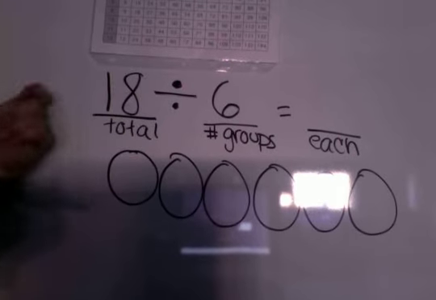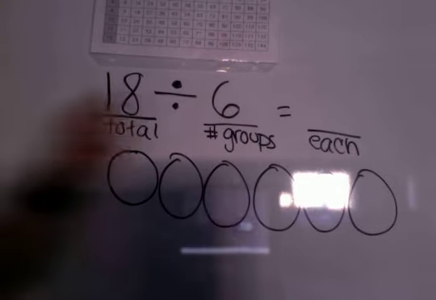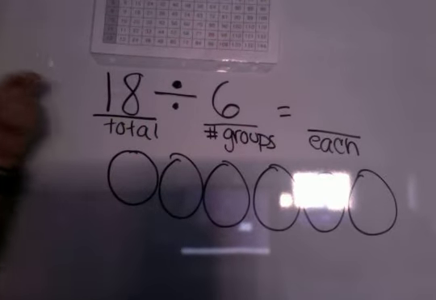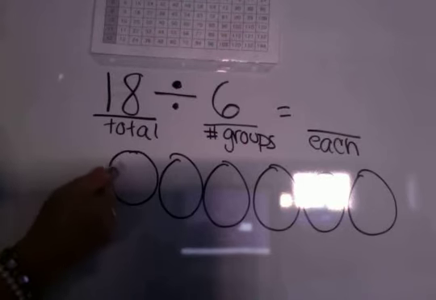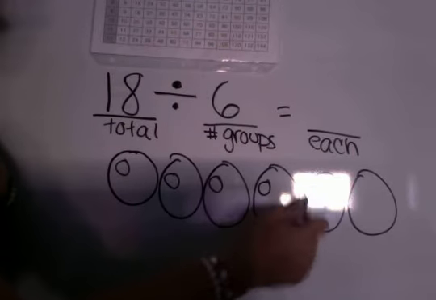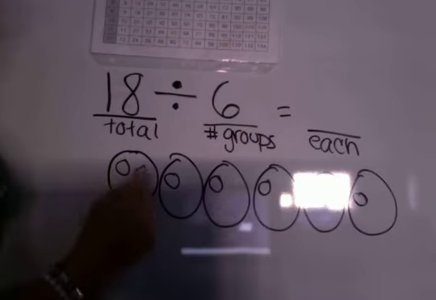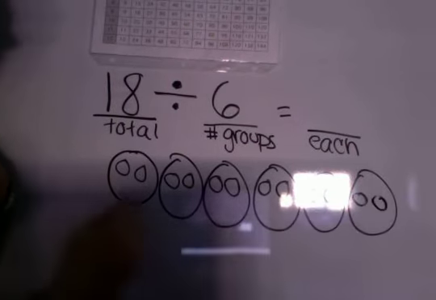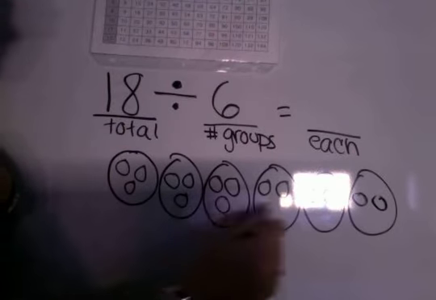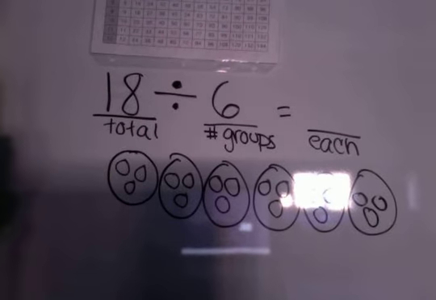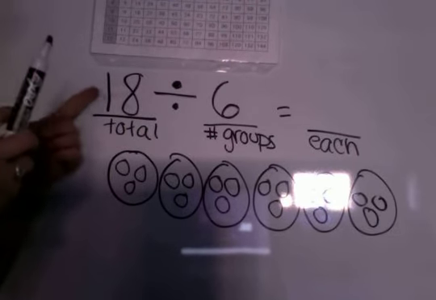Now, we know that we have 6 groups here, but we have 18 objects. So we're going to put 18 into the groups until they are gone. So we're going to put 1 in each until we get to 18. Ready? Go. 1, 2, 3, 4, 5, 6, 7, 8, 9, 10, 11, 12, 13, 14, 15, 16, 17, 18. Stop. We're stopping because our 18 objects are now gone.